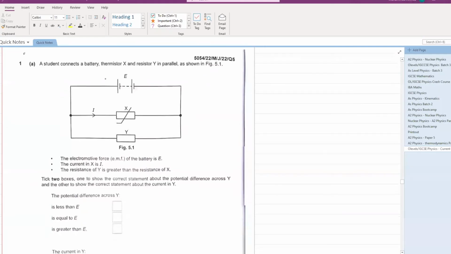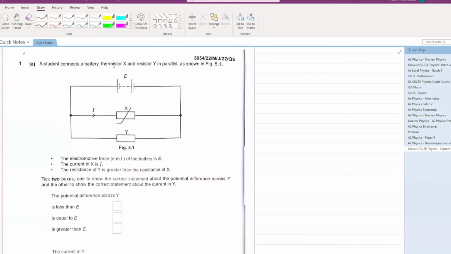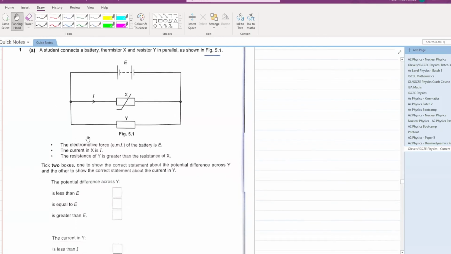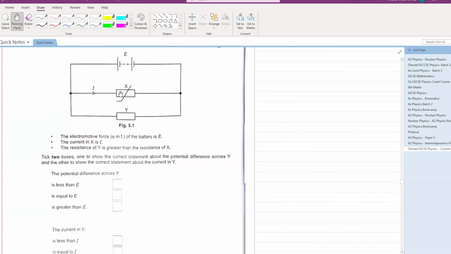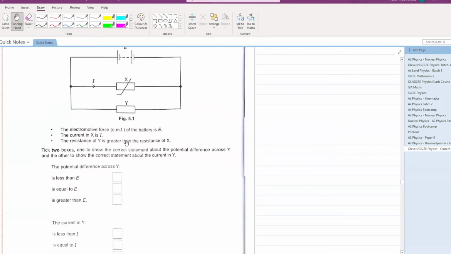Let's see this question. A student connects a battery with a thermistor X and a resistor Y in parallel as shown in figure 5.1. So this is a battery of EMF E. This is your thermistor X. This is your resistor Y. The electromotive force of the battery is E. The current in X is I. The resistance of Y is greater than the resistance of X.